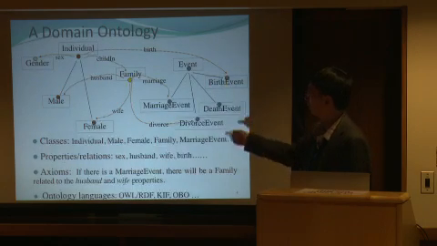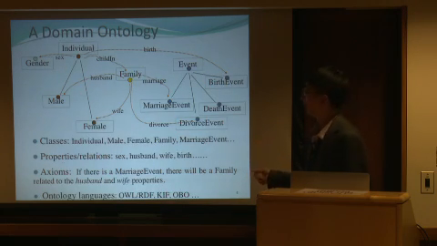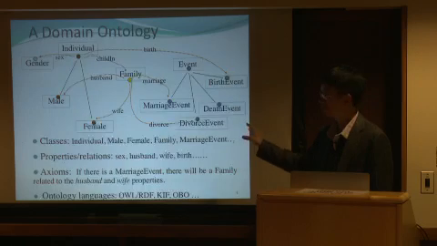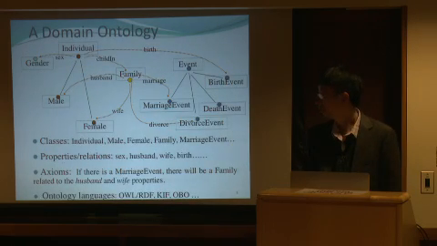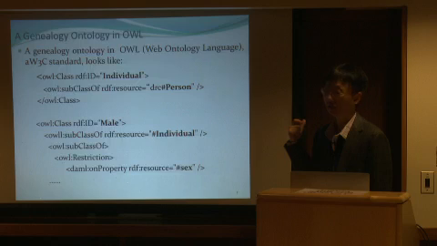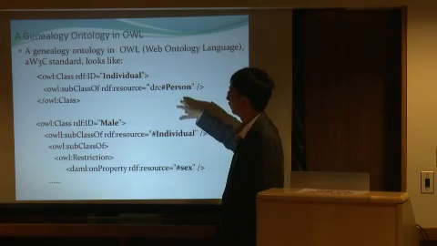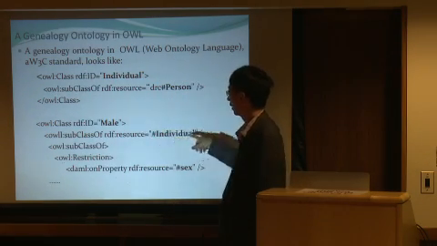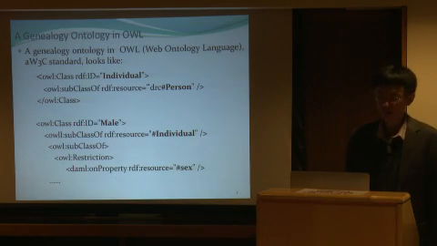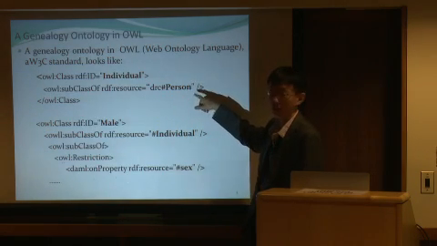One example is: if there is a marriage event, then there will be a family related to husband and wife properties. In the graph, you cannot really show this kind of "if" or "if and only if", so it has to be written in some formal language. One language we currently use in computer science is OWL, the Web Ontology Language, a W3C standard. For example, we can put in a relationship like an individual is one kind of person, male is one kind of individual, and male is related to a certain sex. That's a formal language. If you don't know exactly, you see this kind of syntax, XML.